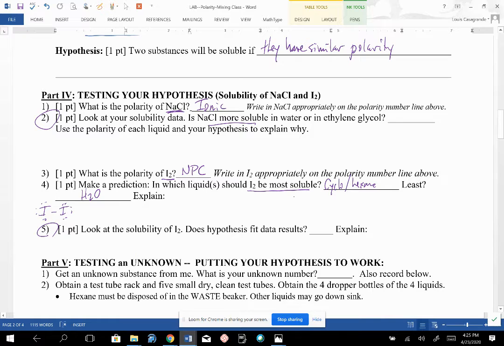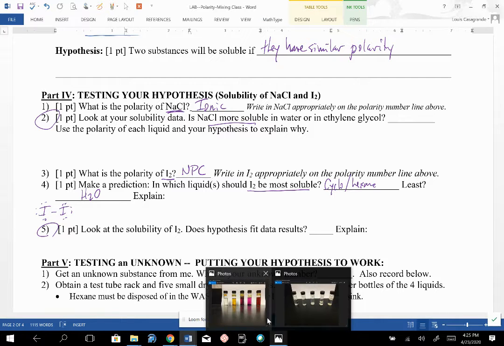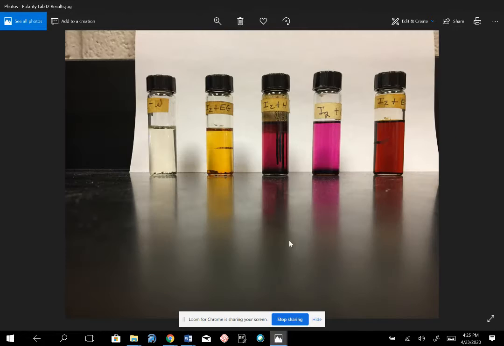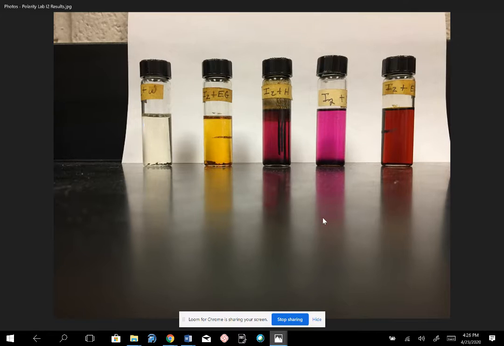Now, let me just take a little aside here. I usually stop at this point and do a little aside. Oh, no, I'm sorry. The aside comes after we look at the results. So let's go look at the results. And this is pretty cool. So let's start with the hexane and the cyclohexane, vials 3 and 4.